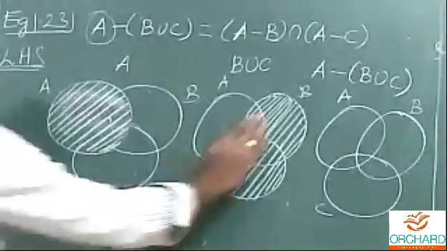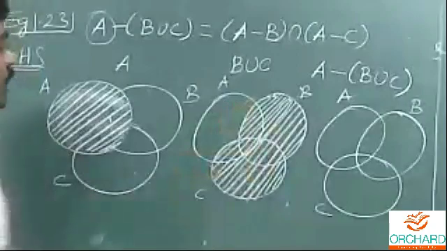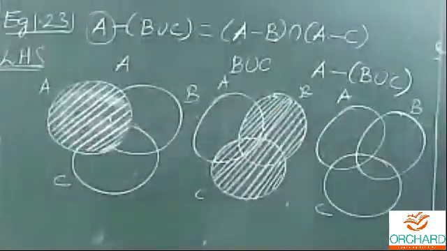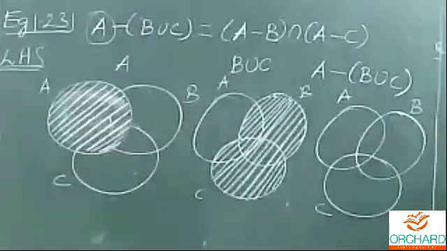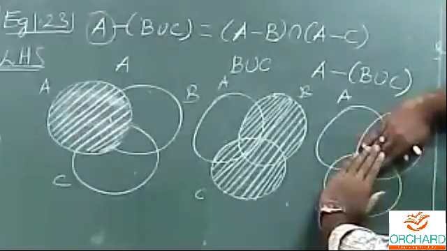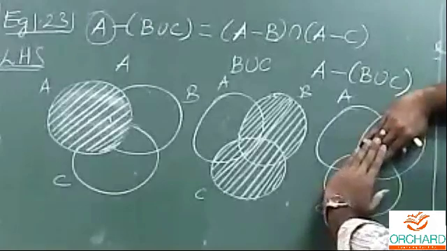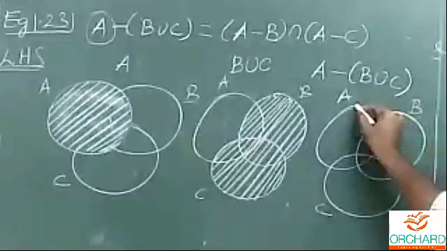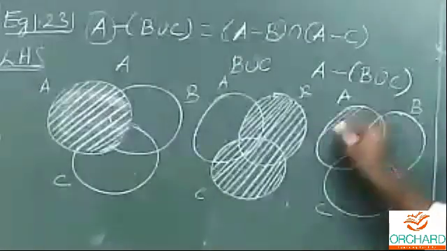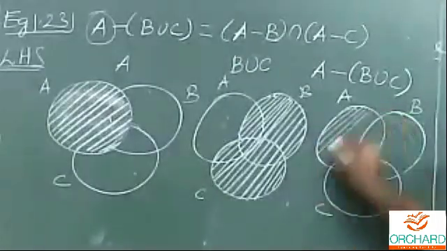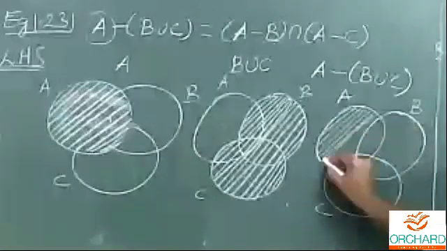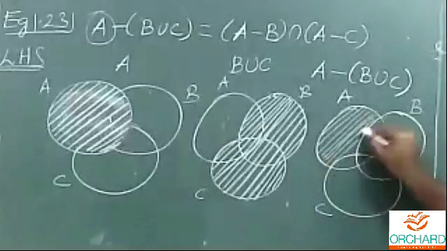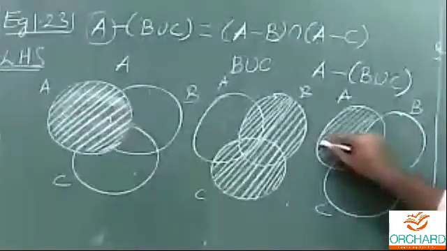This is your B union C. Now we remove your B union C from A. After removing the set B union C from A, listen carefully. What is the remaining portion of A? This is the remaining portion of A after removing B union C from A.